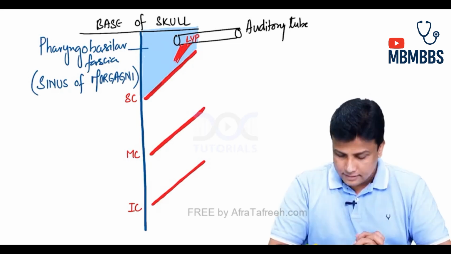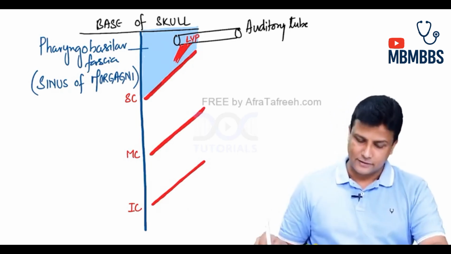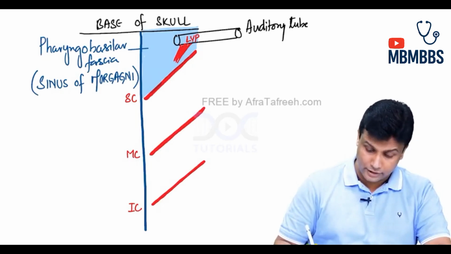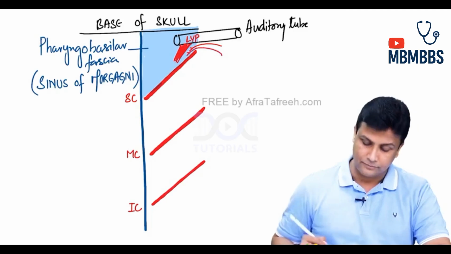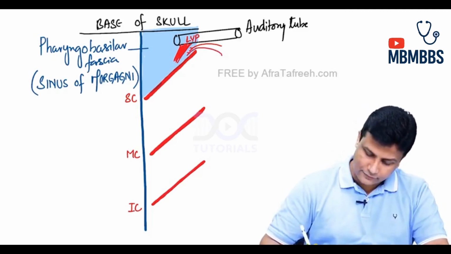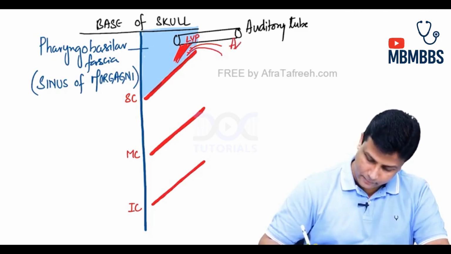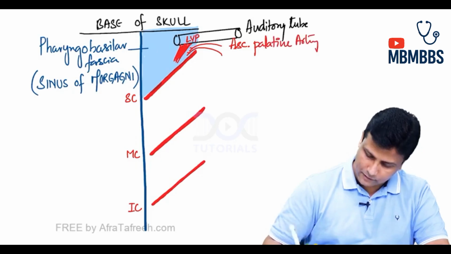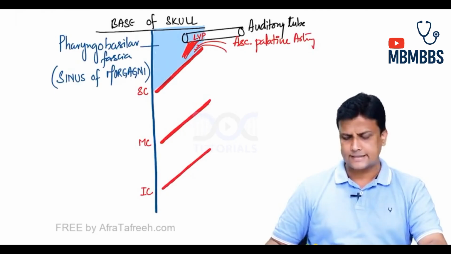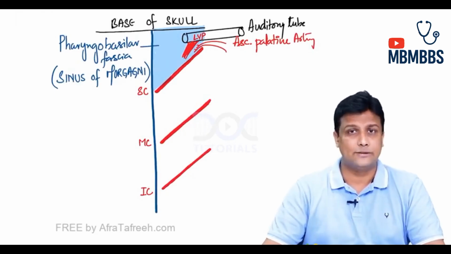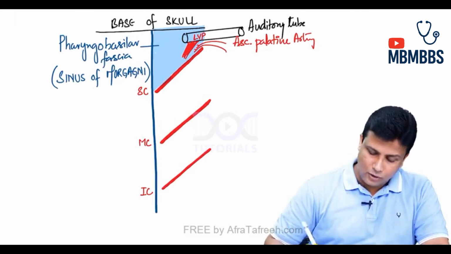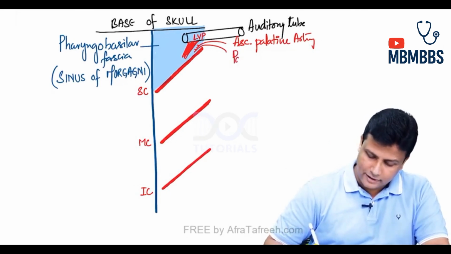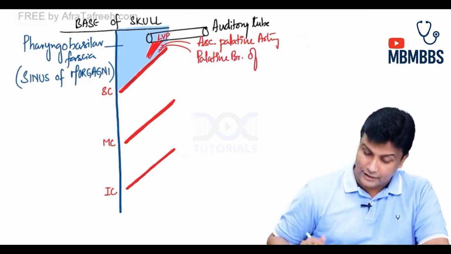Levator veli palatini muscle. Apart from that, you also have two arteries passing from here, and I want you to be more careful while learning their names. Number one, you have the ascending palatine artery. This ascending palatine artery we are going to learn in the branches given by the facial artery. After that, we also have one more branch here, the palatine branch of the ascending pharyngeal artery.